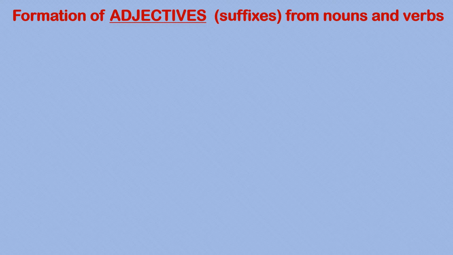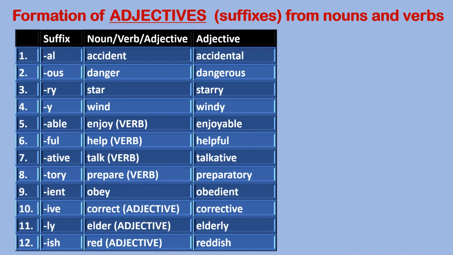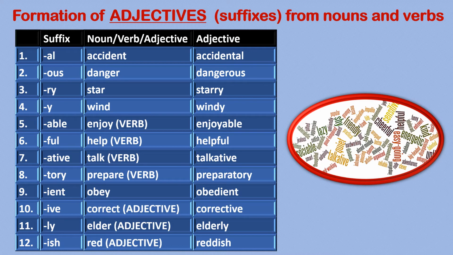The formation of adjectives from nouns and verbs using suffixes. So you can see so many suffixes here, and there are many more. Accident, accidental, we add an AL. Similarly, with danger, you add the suffix OUS.